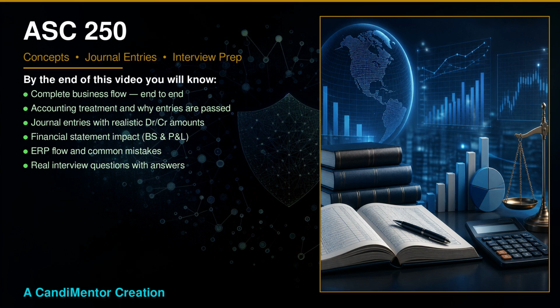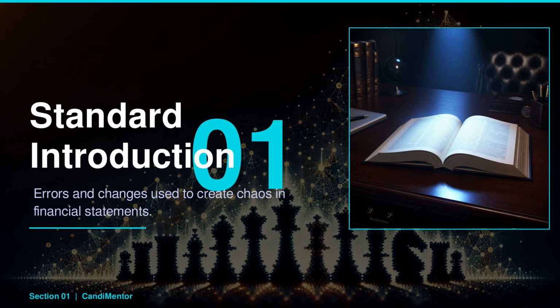Imagine discovering a $2 million error in your company's financials. Before ASC 250, correcting such errors meant inconsistent reporting and potential financial chaos. Understanding ASC 250 means knowing how it brought order by standardizing corrections and changes. This section reveals its impact on accuracy and transparency in financial reporting.